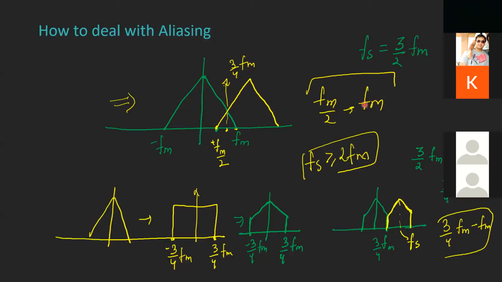And Pulkit, one more thing. Why 3/4 FM in the second case, where the signal is passed through a low pass filter of minus 3/4 to 3/4 FM? How are these limits decided? Oh, I just calculated it from this. I calculated the midpoint of FM and FM by 2. Okay, got it. We can actually derive a formula for this also, based on FS and FM. So should I go ahead from this? Yes. Okay.